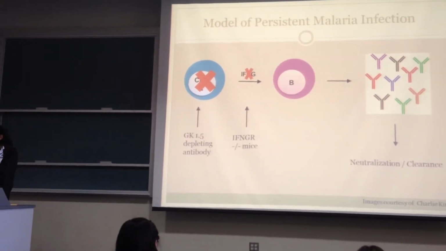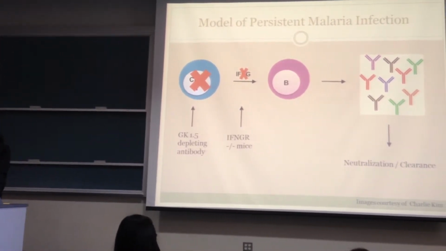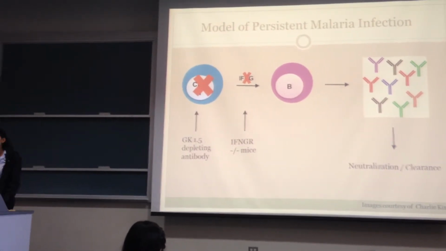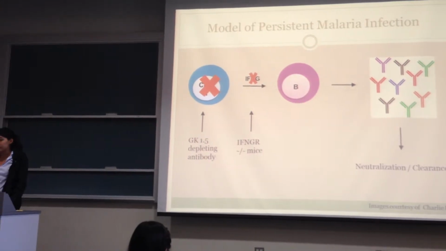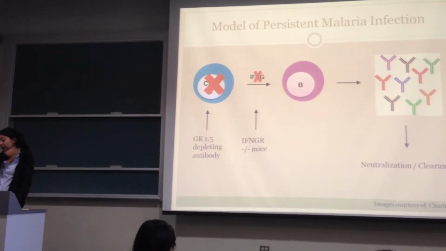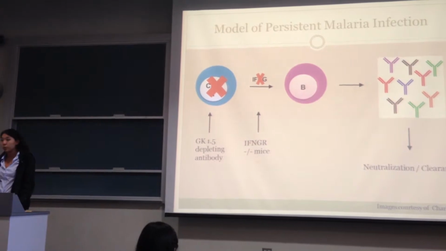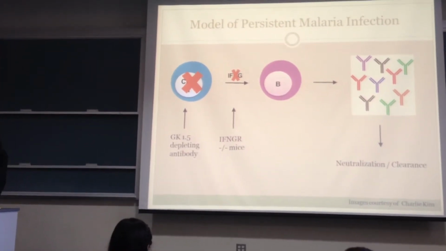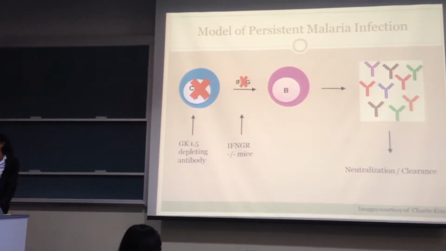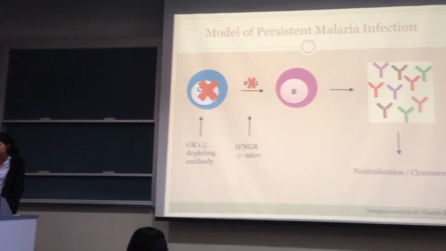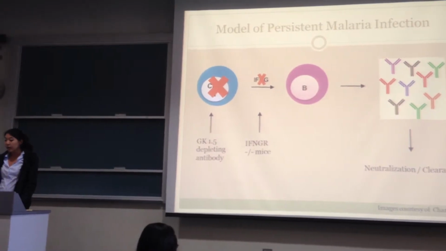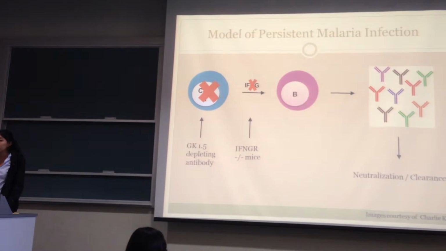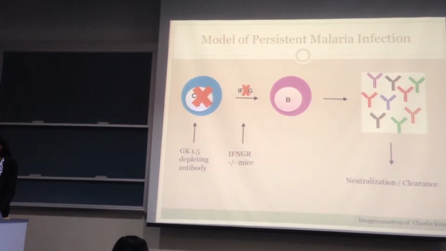So we used two components to create persistent malaria infection. One is using interferon gamma receptor knockout mice, which we just buy as a certain genotype from a company, and which blocks the interferon gamma signaling pathway. And the second component consists of using a GK1.5 depleting antibody, which temporarily eliminates the CD4 positive population. Now, each of these in isolation has an effect on the infection, but only in combination do these cause a persistent malaria infection.